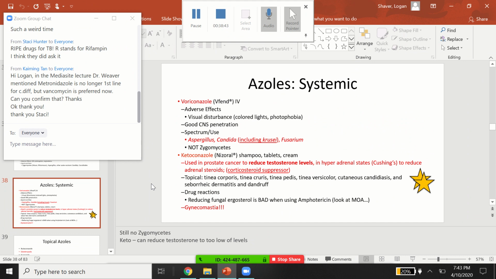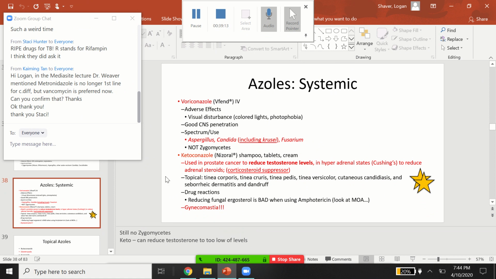Then voriconazole. It's a lot of azoles. Voriconazole covers both. It's almost like a mix of itraconazole and fluconazole, because it can cover aspergillus and candida, including a specific type of candida. I had that underlined, but I doubt that's really all that important to know. It also covers fusarium specifically, but not zygomycosis.